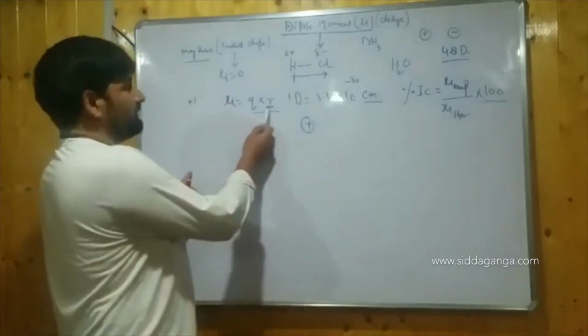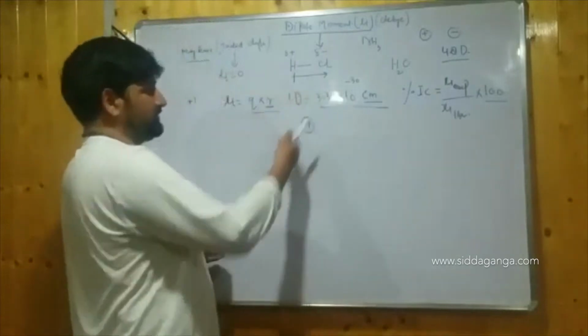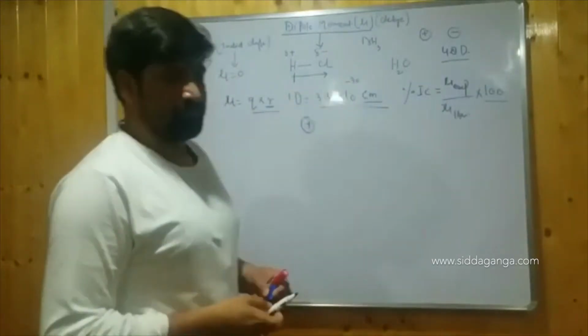Mathematically, dipole moment equals Q into R, and as I said, the SI unit is the debye, D, and 1 D is 3.35 into 10 to the power minus 30 coulomb meters.